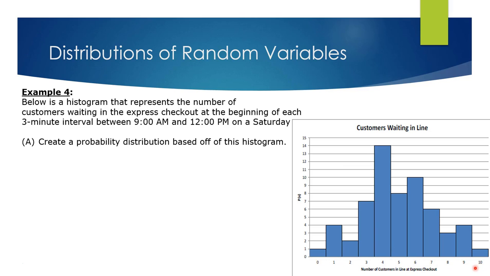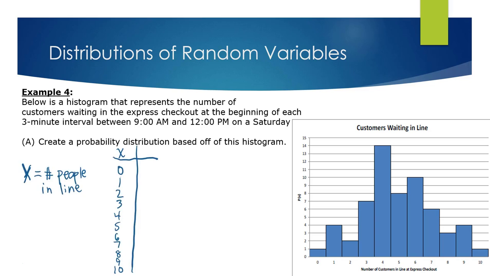is my X values. And that stands for the number of people in an express checkout line at these 3-minute intervals. So it ranges from 0 to 10 at the most. So X is going to be the number of people in line for each one of these intervals. I know that I could go from 0 to 10 because I can see the range of values.